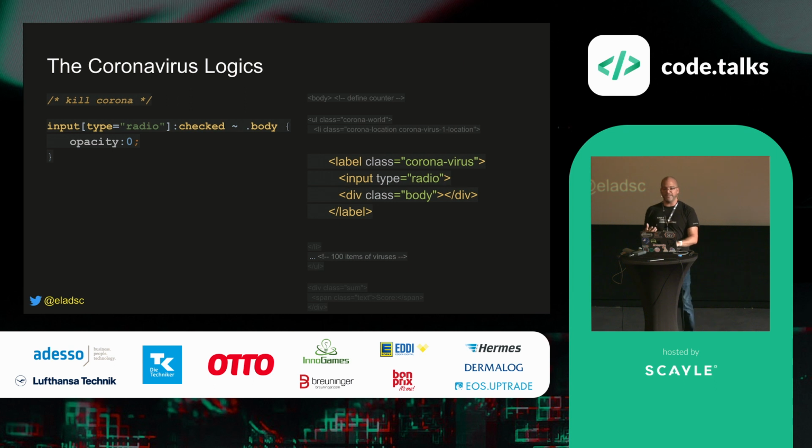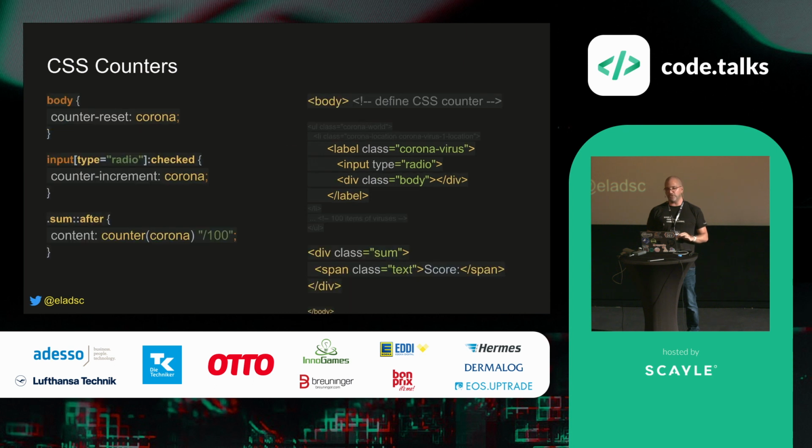And now I just need to hide the visual part of the virus. To do so, I'm just selecting every input type radio that is checked. If this is checked, please go to the sibling element with the class of body and just give it opacity of 0. You see, now you are clicking on those coronavirus creatures and they disappear from the screen. And now let's talk about the logic of the pure CSS score.